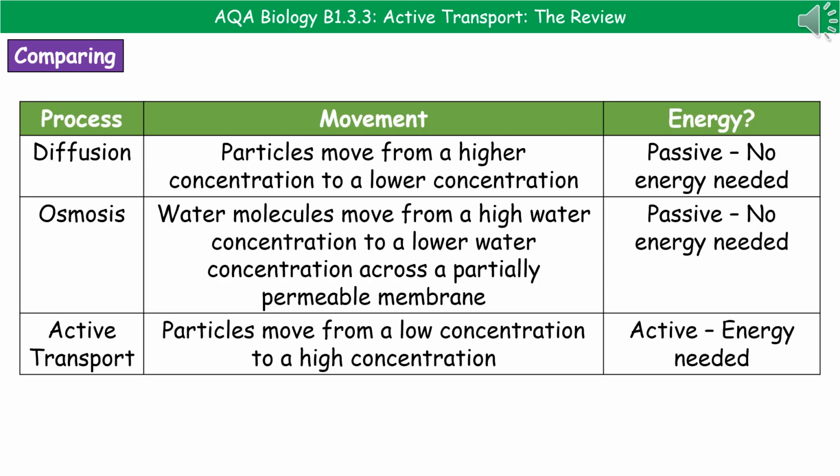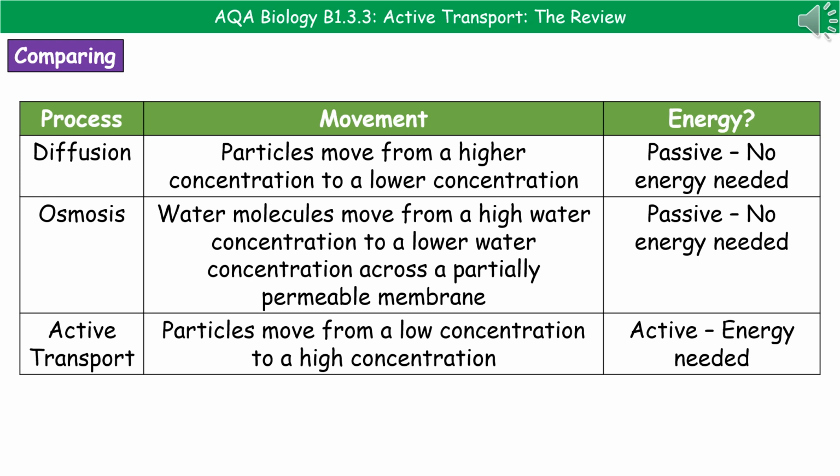Last thing I've got here for you is a quick summary table of our three different transport processes that we've encountered: diffusion, osmosis, and active transport. What I've done here is give you a summary of the actual movement of the substances and if they need energy or not. In terms of diffusion, the particles are moving from a higher concentration to a lower concentration. So that's going down the concentration gradient. It's a passive process, no energy needed.